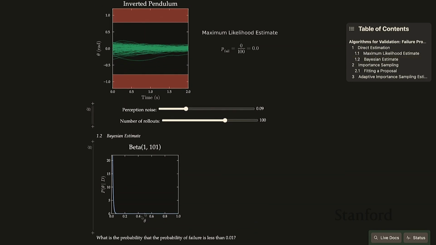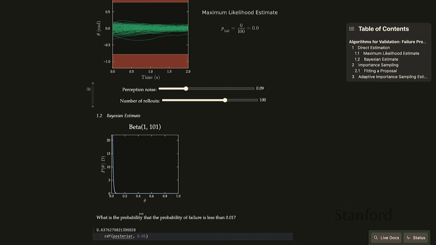One thing that I think is really cool about Bayesian estimation is we can now make extra claims about our system. For example, I could ask, what is the probability that the probability of failure is less than 0.01? Let's say when we deploy our system, we want to be sure that the probability of failure is less than 1%. We can assign the probability that that's the case by looking at the probability mass to the left of 0.01 on our plot.